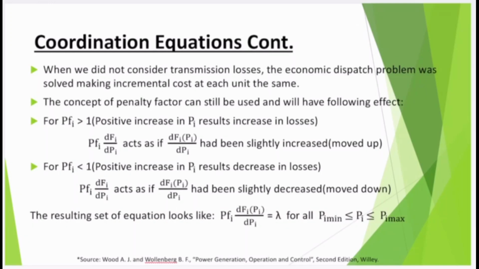Now let us have a bit of theoretical understanding. When we did not consider transmission losses, the economic dispatch problem was solved by making the incremental cost at each unit the same. The concept of penalty factor can still be used and will have the following effect. For PFi greater than 1, a positive increase in Pi results in an increase in losses. And if PFi is less than 1, a positive increase in Pi results in a decrease in losses.